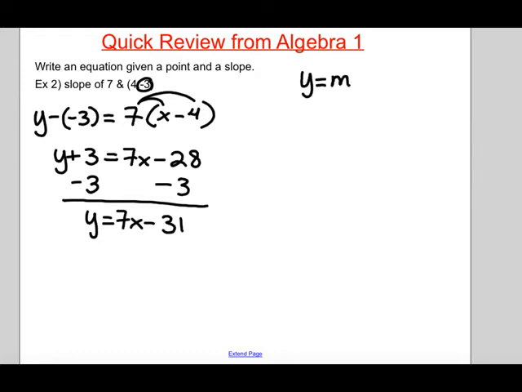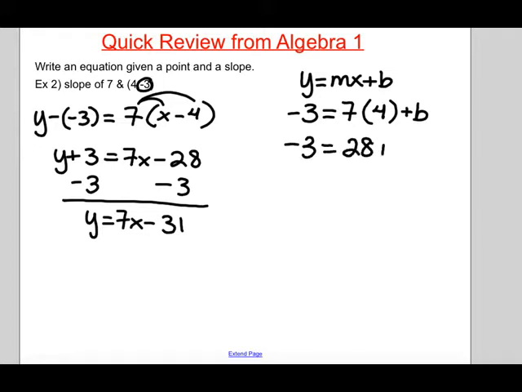You will get the same answer. Sometimes people like it, sometimes people don't. So we plug in what we know. Our y value is negative 3. Our m is 7. Our x is 4. But I don't know my b, so plus b. I get negative 3 equals 28 plus b. Then to solve for b, I use my inverse, so I subtract 28 over, which gives me negative 31 equals b.